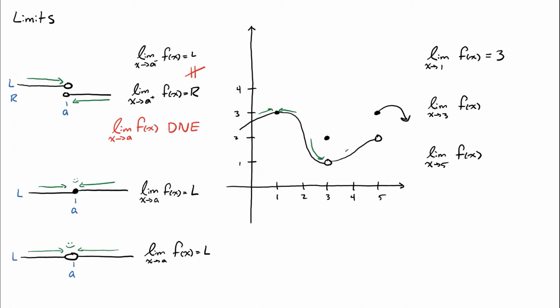Second, from the left and right, the y values are getting closer to 1, so the limit is 1. Don't get thrown off by the hole in the graph or the closed dot telling you that f of 3 is equal to 2. The limit is still 1. Finally, as x gets close to 5 from the left, the y values get close to 2, and from the right, the y values get close to 3. Since the limit from the left doesn't match the limit from the right, the limit does not exist. Notice, however, the limits from the left and right do exist.